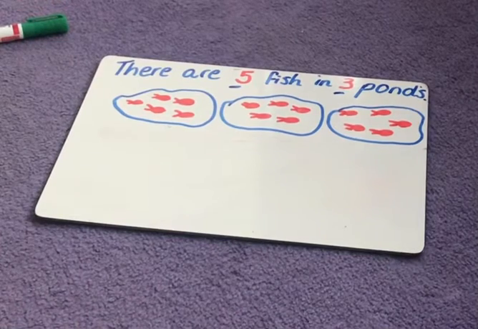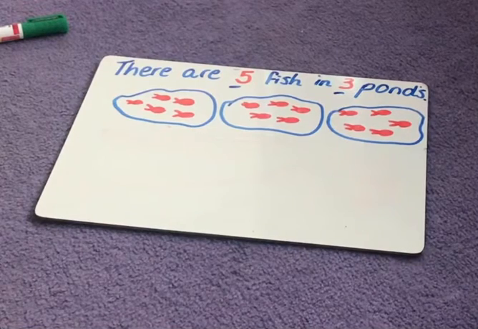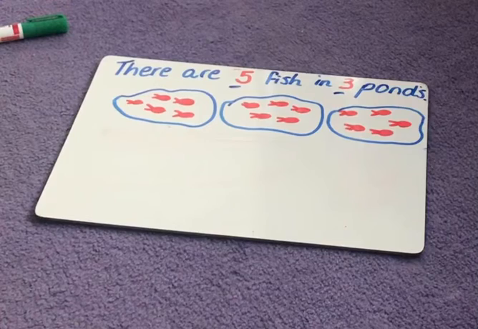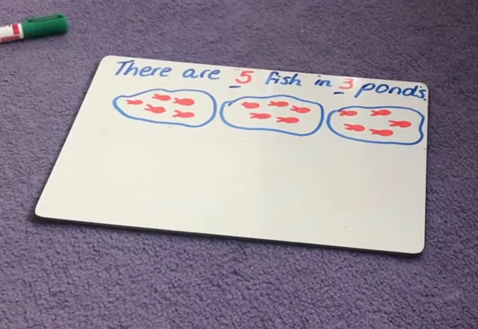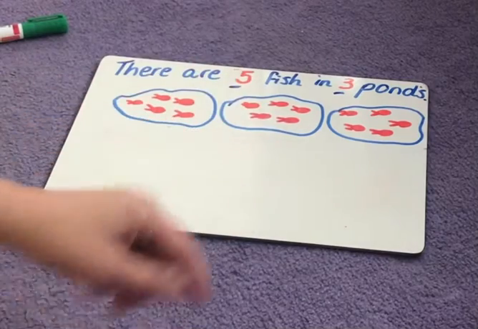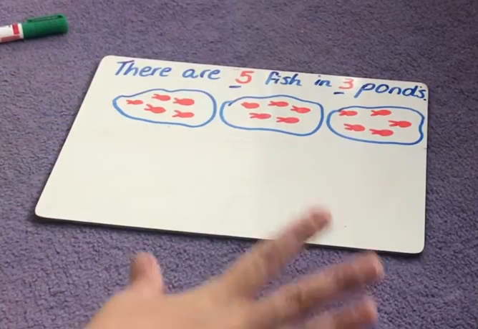Good morning, Year 2C. Today in our maths lesson we are going to look at multiplication. So here's an example of a word problem for you. Now there are 5 fish in each of the 3 ponds, and here they are here. And the question might ask you, how many fish do I have all together?